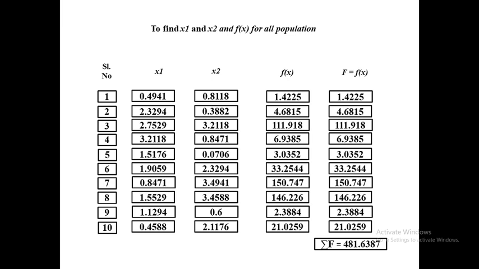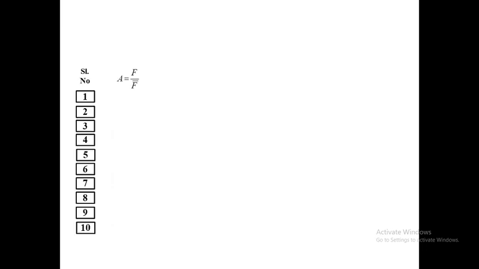After that, I summarize, I mean, get the sum of the fitness function values. After that, I sum all the fitness function values: 1.4225 plus 0.6815 up to plus 21.0259, so that I get 481.6381, which is the second tabular column. After that, I produce the same population size of 10 numbers. After that, I find out the a value. A is equal to F by F bar. Here I don't know the F bar, but I know F, because the F value is 481.6387 from the previous slide. What is F bar?